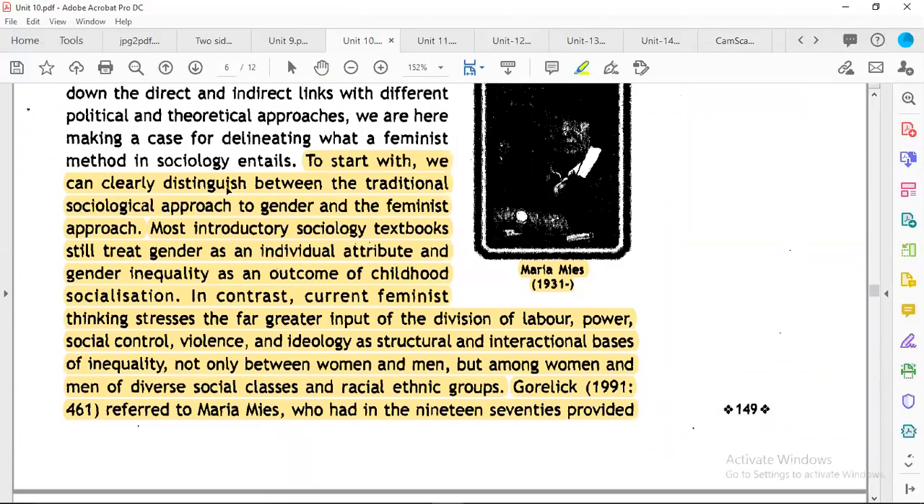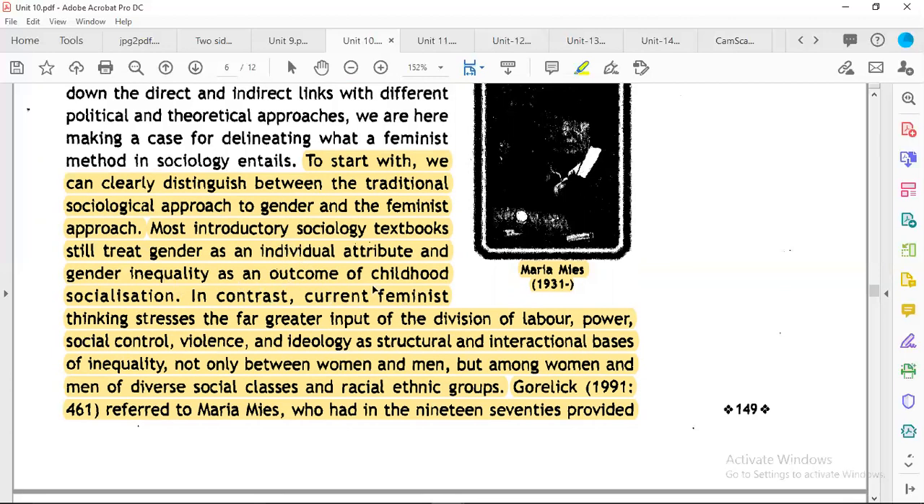To start with, we can clearly distinguish between the traditional sociological approach to gender and the feminist approach. In most introductory sociological textbooks, gender is still introduced as an individual attribute, and gender inequality as an outcome of childhood socialization. That is a misconception that we get in various sociological books, that gender is an individual attribute, the outcome of socialization, but no.